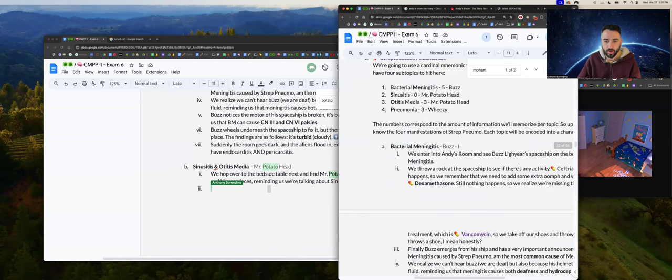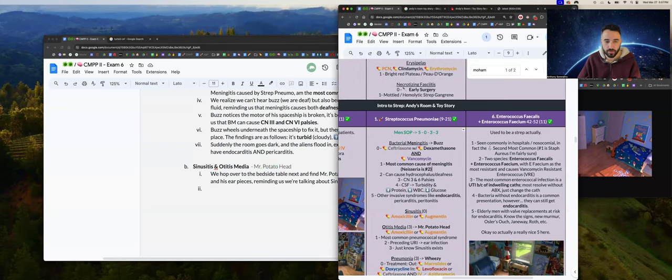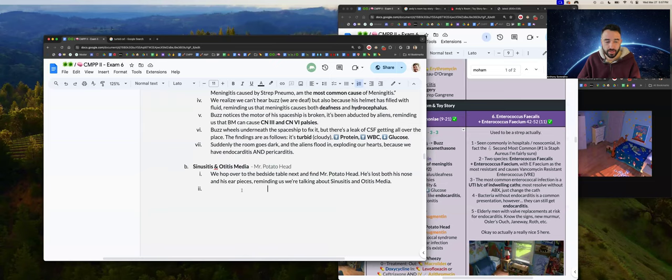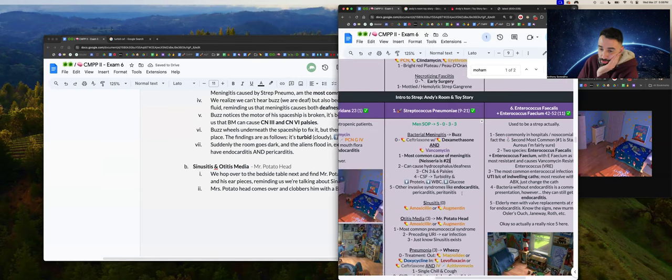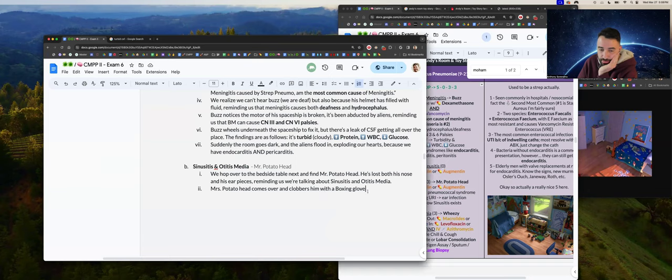Okay, so we just need to remember boxing glove. I don't want to hurt the guy. Sinusitis and otitis media. Here we go. Mrs. Potato Head comes over and just clobbers him with a boxing glove. We have to tie Augmentin in here too, which is Will Smith or Men in Black. Mr. Potato Head comes over and clobbers him with a boxing glove.